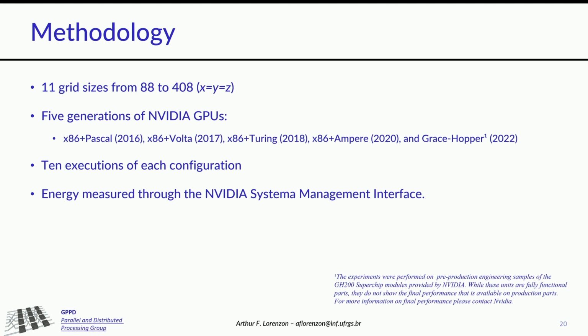We consider 5 different generations of NVIDIA GPUs, and here it is important to note that we are using the x86 as a host for the Pascal, Volta, Turing, and Ampere GPUs. And for the Hopper, we are considering the Grace Hopper superchip. And here is a special acknowledgement for NVIDIA, because the experiments were performed on pre-production engineering samples of the Grace Hopper 200 superchip modules provided by NVIDIA. Each configuration on each GPU was executed 10 times, and we measured the energy through nvidia-smi.